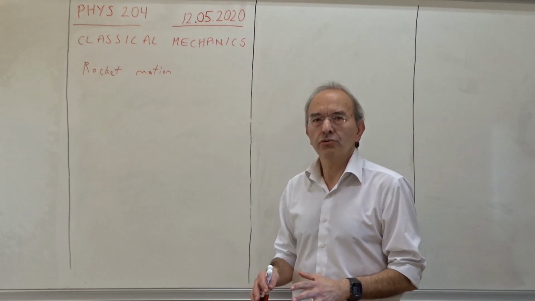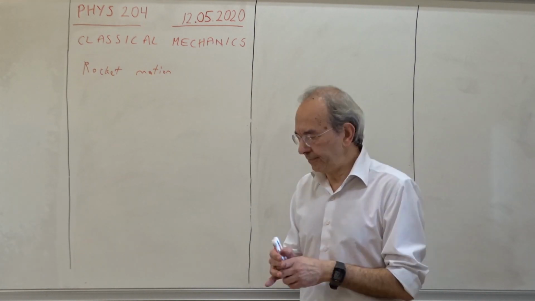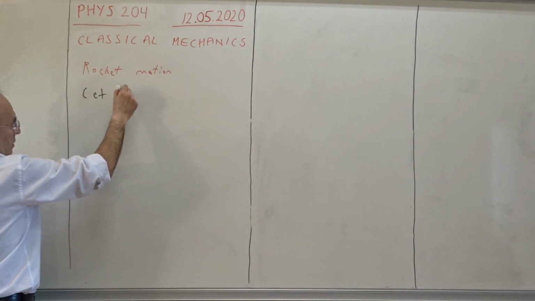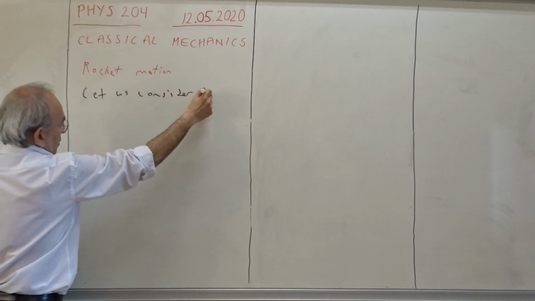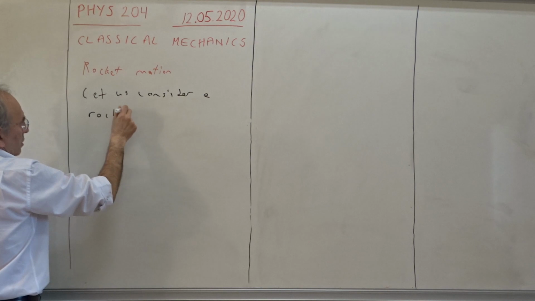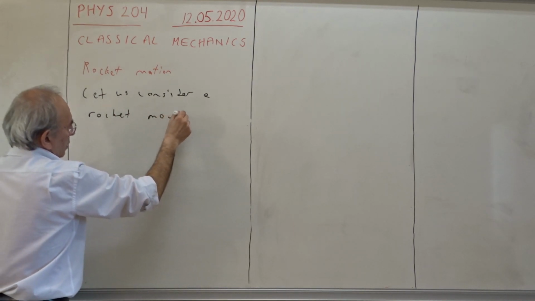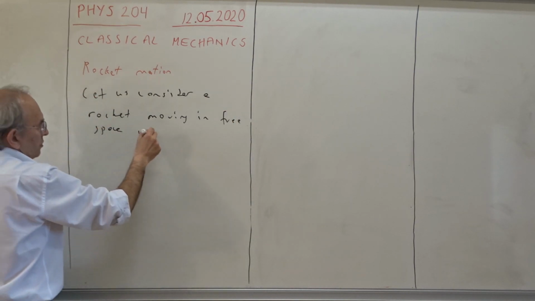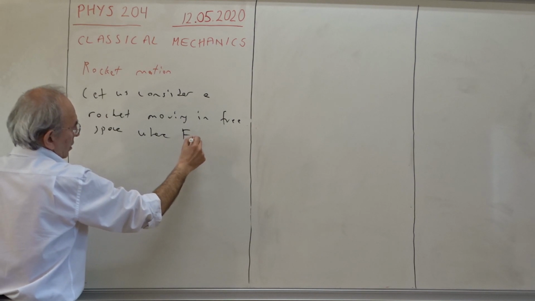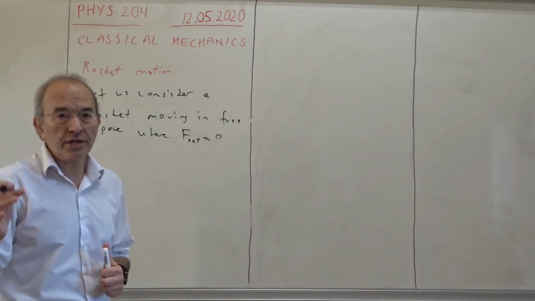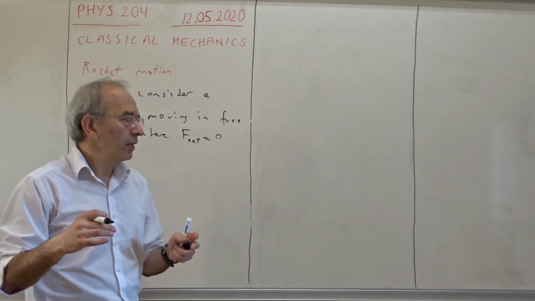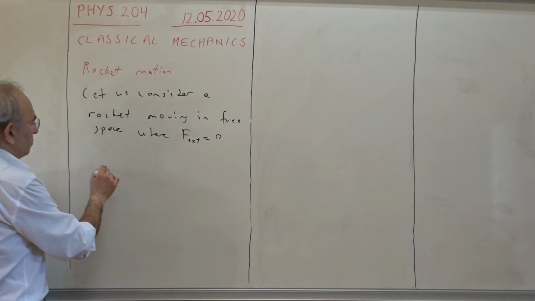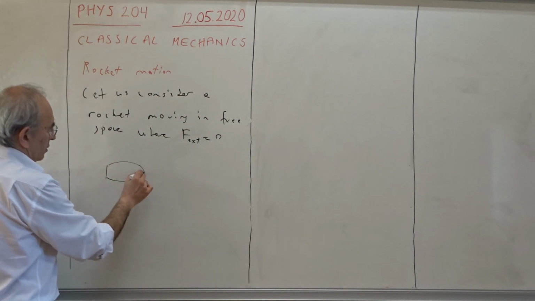It is not on the ground, it is already fired. Let us consider a simple rocket moving in free space, where F external is necessarily zero. There is no gravity or any other kind of external force acting on the system, so that we can conserve linear momentum. And let me draw a simple picture for this.